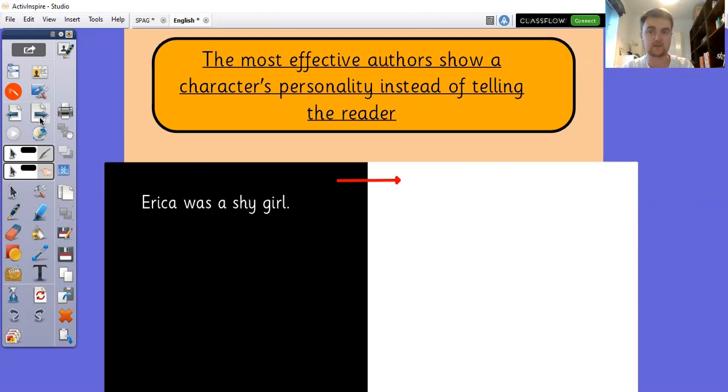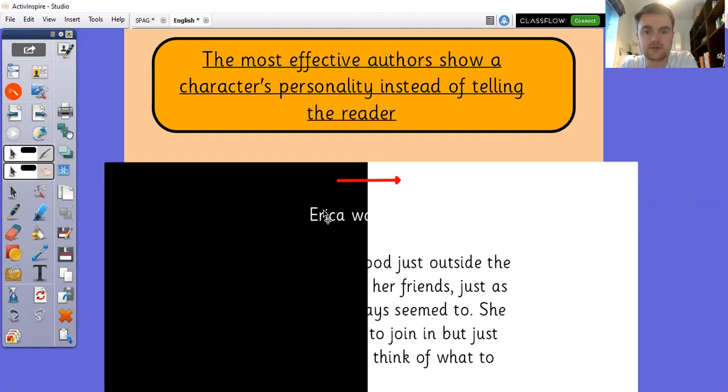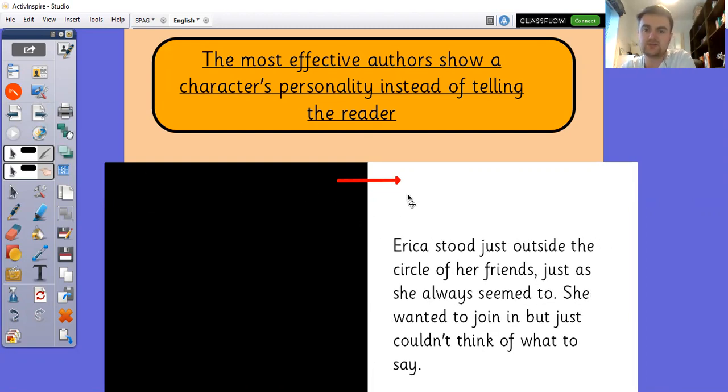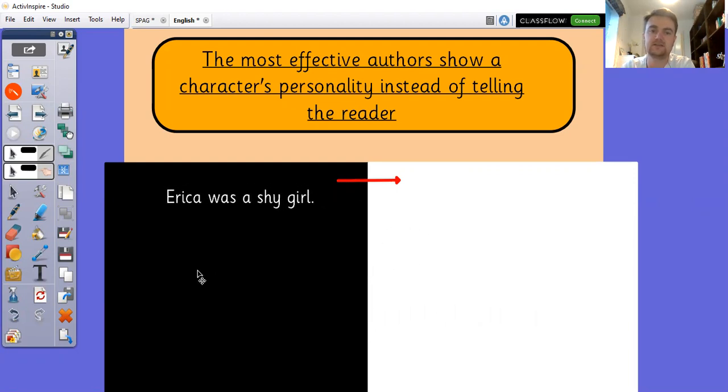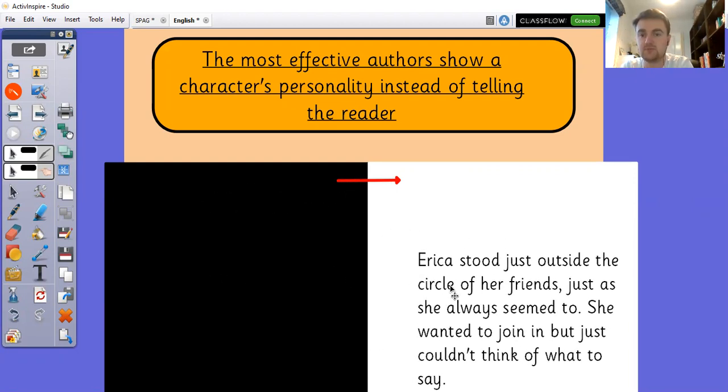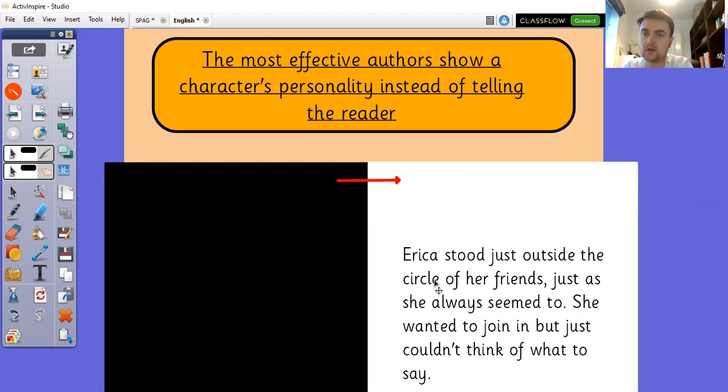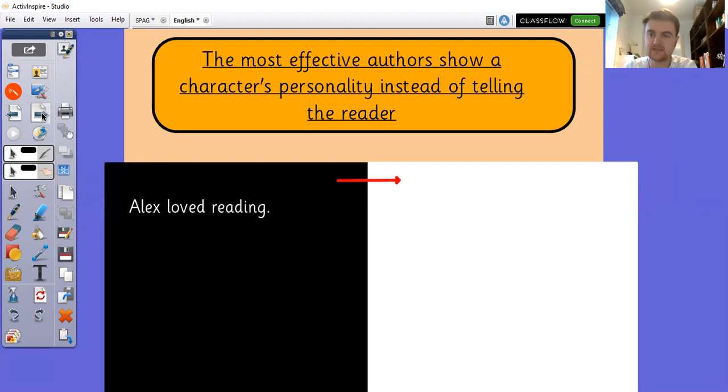Okay, and let's have a look at the one that I've come up with as well. Erica stood just outside the circle of her friends, just as she always seemed to. She wanted to join in, but just couldn't think of what to say. So instead of using the word shy, we show that although she likes being around people, she can't quite get her way into that friendship group. She wants to say things, but she's not sure what to say, and she doesn't want to just speak for the sake of speaking. Although it's more writing, it's much more effective than just saying Erica was a shy girl. Let's have a look at the next one as well.